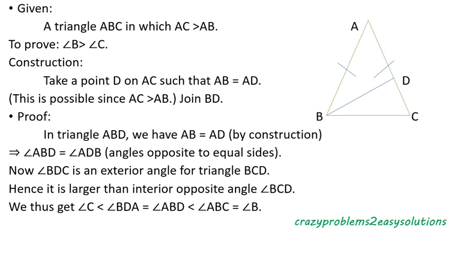So BDA is equal to ADB. So ADB is greater than angle C. Since ABC equals ADB, angle C is less than angle B. We can say that angle B is greater. This is what we wanted to prove, and we proved that the angle is larger.